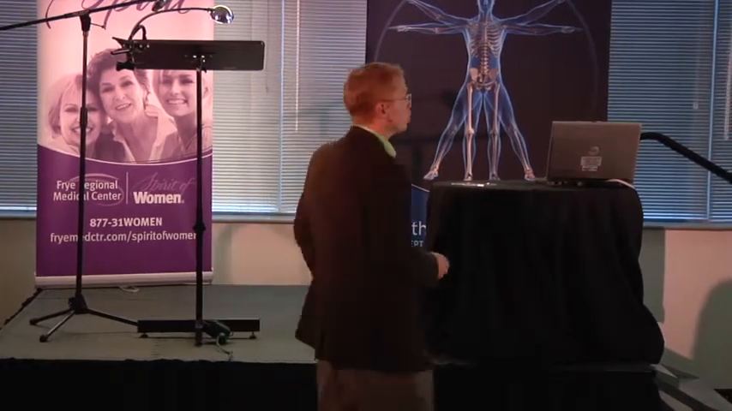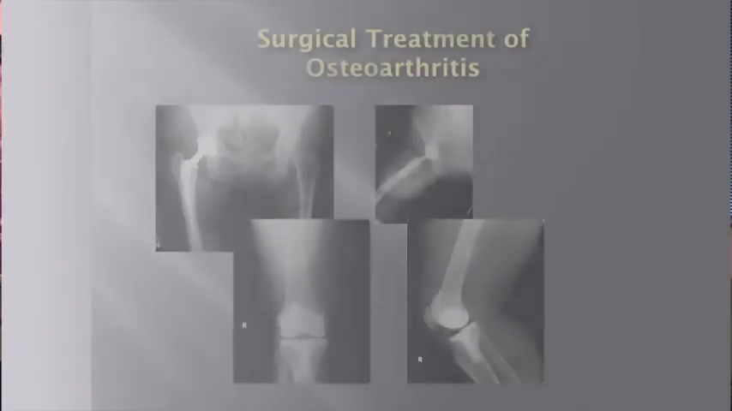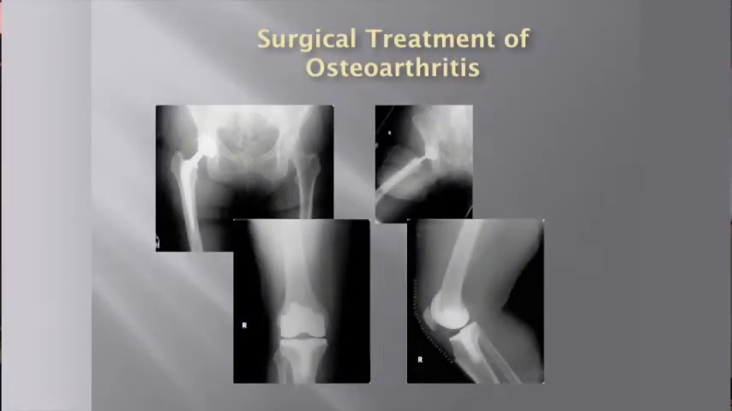Now, what are the surgical treatments of arthritis? This is what I did 4 times today: hip and knee replacements. I did 2 hips and 2 knees today. That's a picture of a hip replacement on the right, on the top. There's a front view and a side view. Basically, you take out the ball and socket and you put metal in its place.